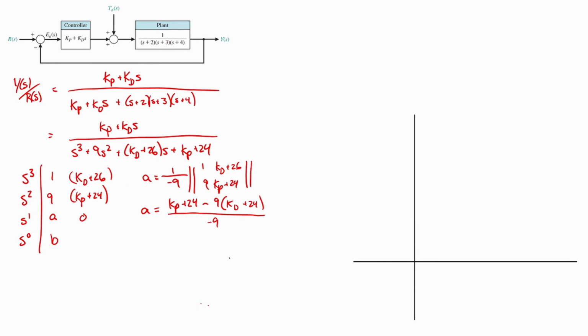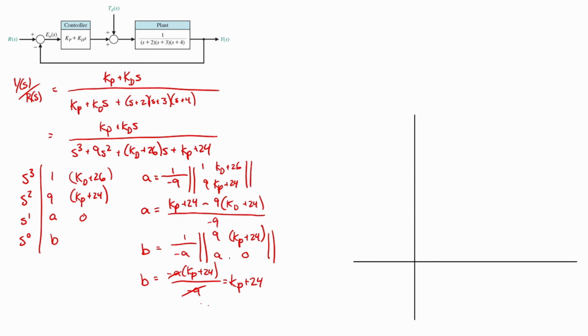And then when we look at our next equation to find B, B is going to be equal to 1 over negative A, 9, Kp plus 24, A, and 0. So B is going to equal negative A Kp plus 24 all over negative A. So the negative A's cancel out, and you're just left with Kp plus 24. So this gives us a good start.